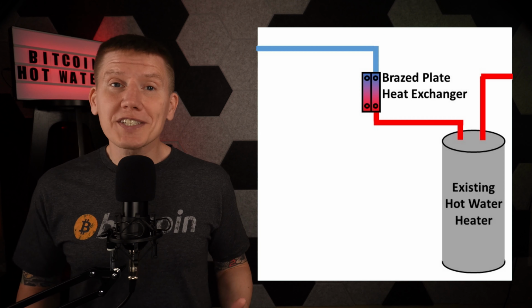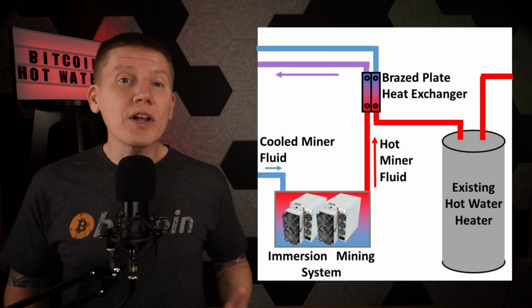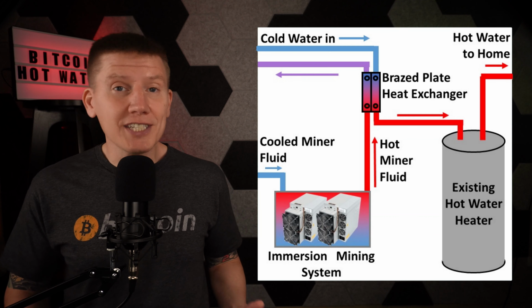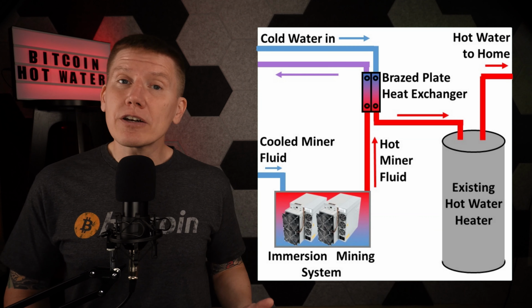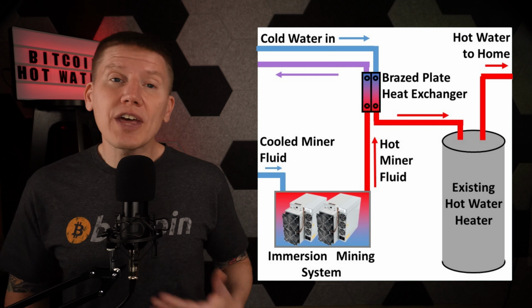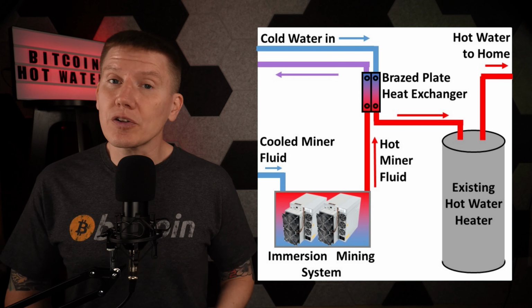The way this works is the hot fluid coming from the miner setup circulates through one side of the heat exchanger and the incoming cold water passes through the other side. Heat passes from the miner fluid to the incoming cold water, heating it up, and the water then flows into the existing hot water heater where it is stored until it is needed.